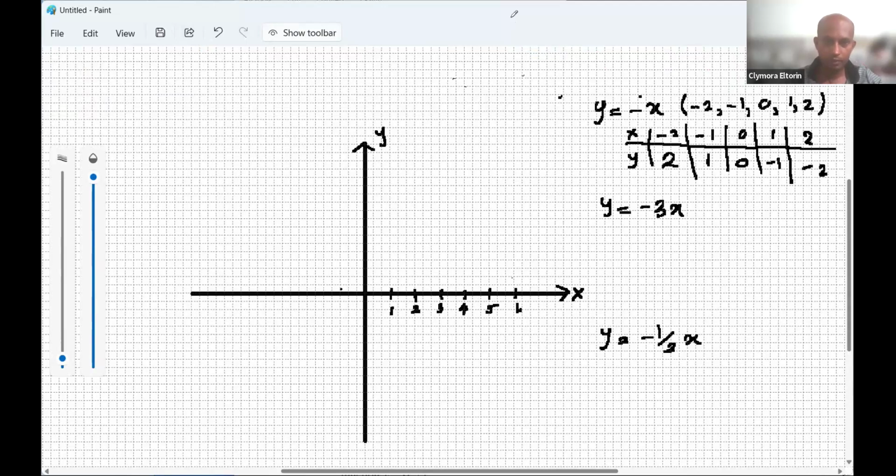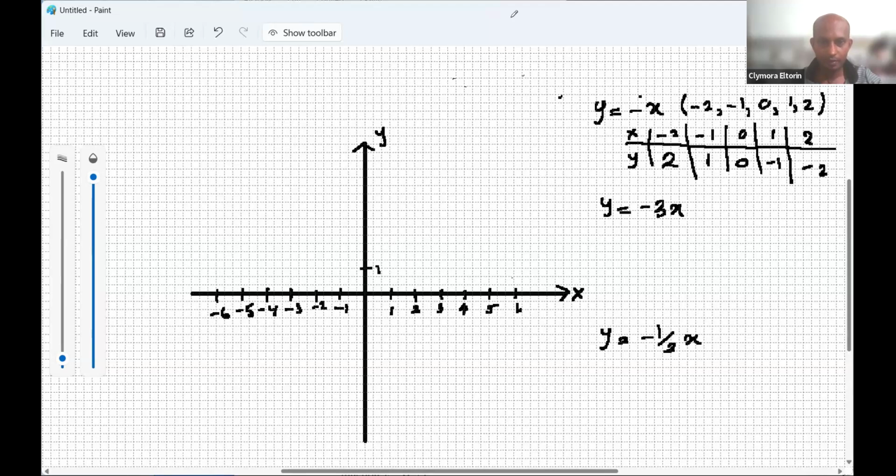And then 6 can go. 6 in here. Minus 1, minus 2, minus 3, and minus 4, minus 5, and minus 6. Right? Until 5 is enough.